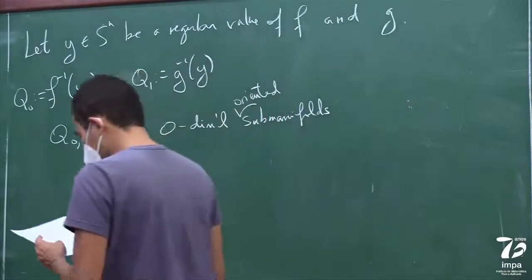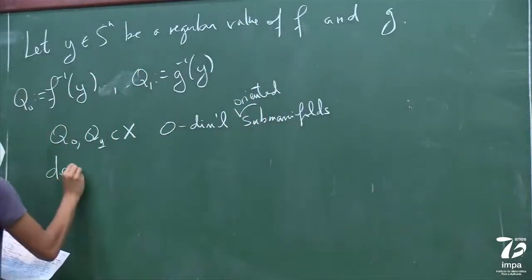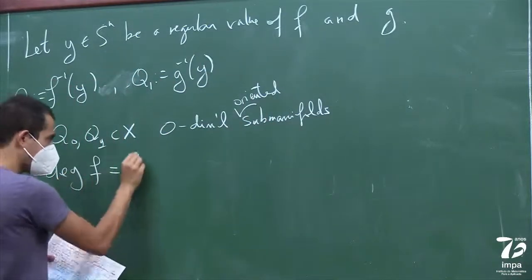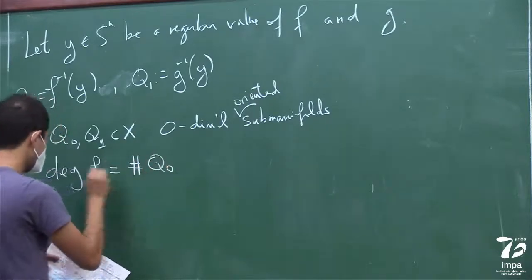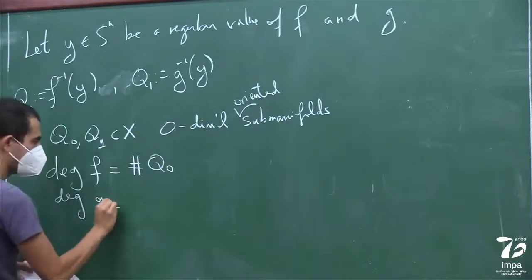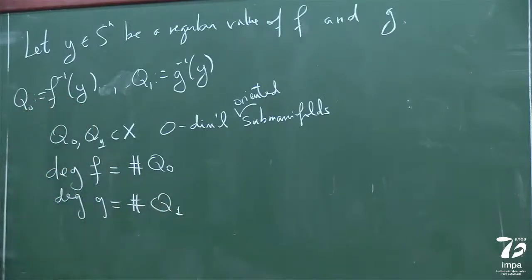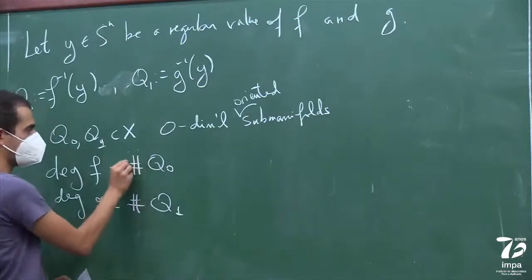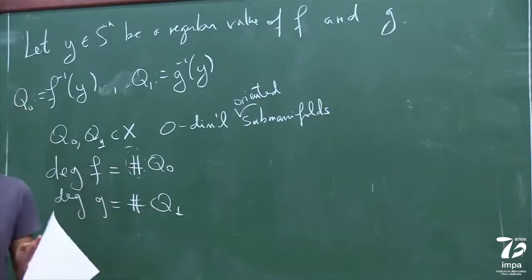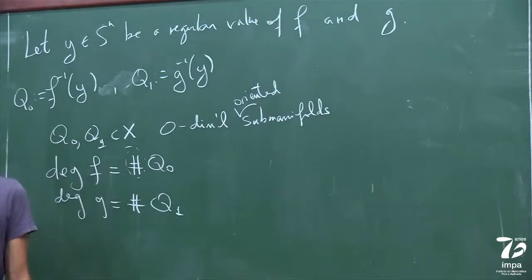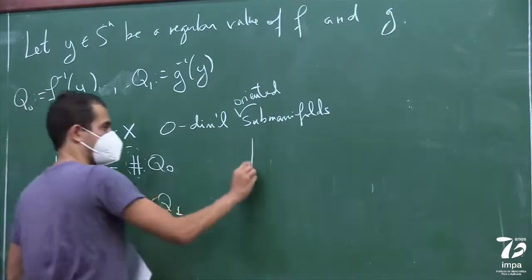Okay, and remember that the degree of f is basically the number of points in q0, and the degree of g is the number of points in q1. And when I say number of points, I mean the oriented count. So basically, just sum a bunch of plus ones and minus ones. So this number here, you should think of it as not counting all the points, but counting the points with signs. I'm going to use this sign because it's a little easier, but this really means a sign count.